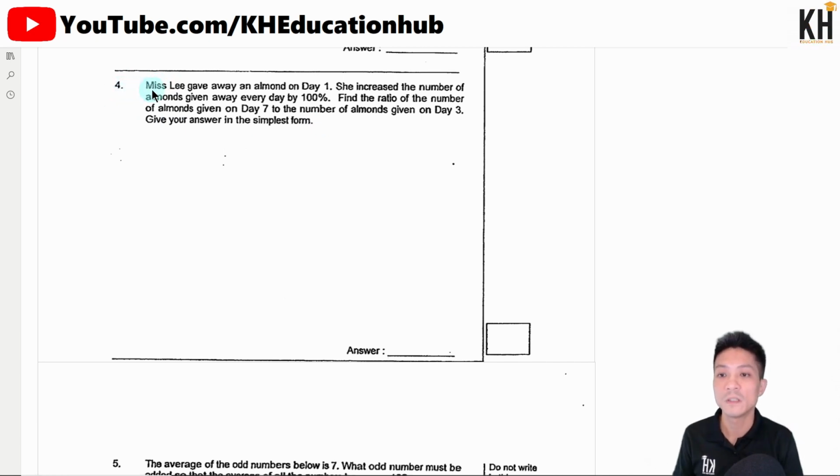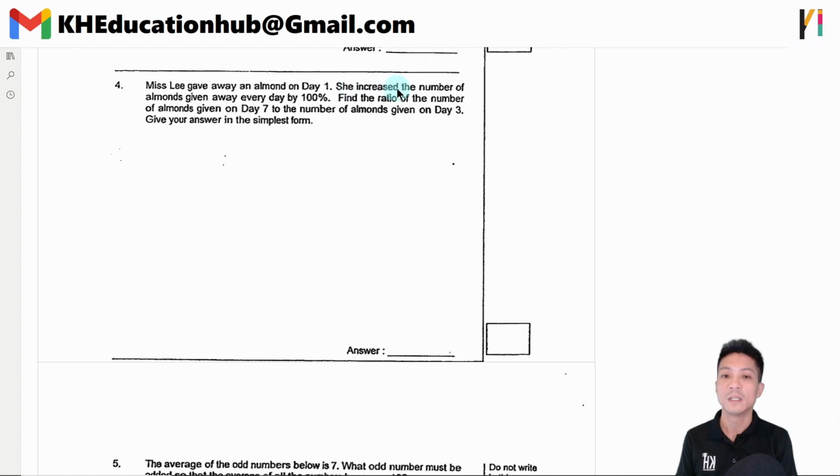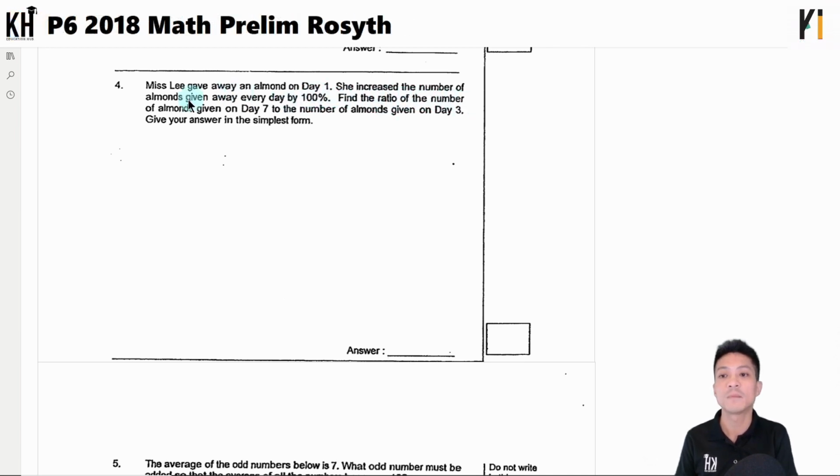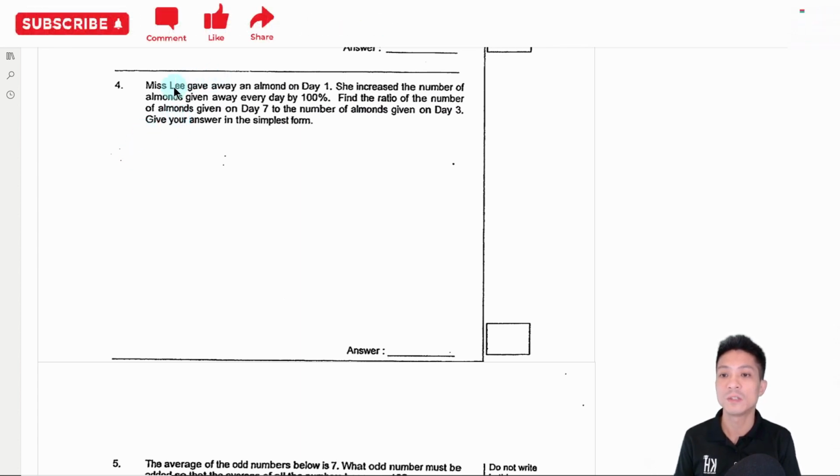Okay, question 4. Mrs. Lee gave away an almond on day 1. She increased the number of almonds given away each day by 100%. Find the ratio of the number of almonds given on day 7 to the number of almonds given on day 3. Give your answer in the simplest form. Okay, so she gave away an almond. So I'm going to write day 1 equals to 1, right?